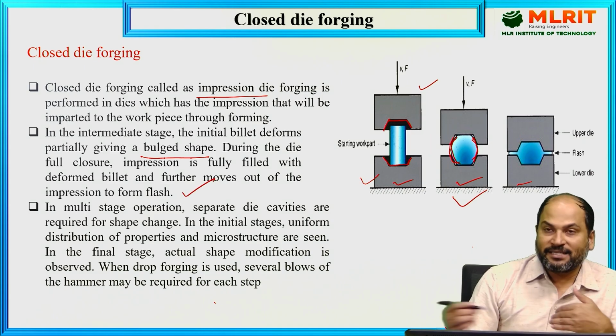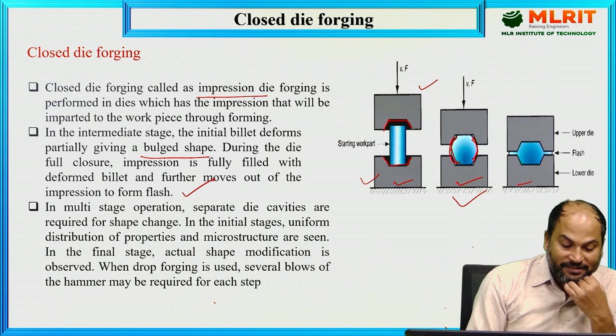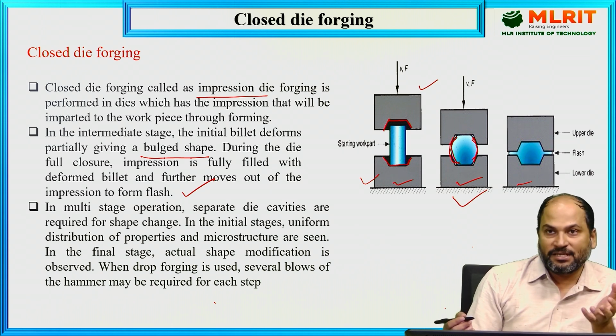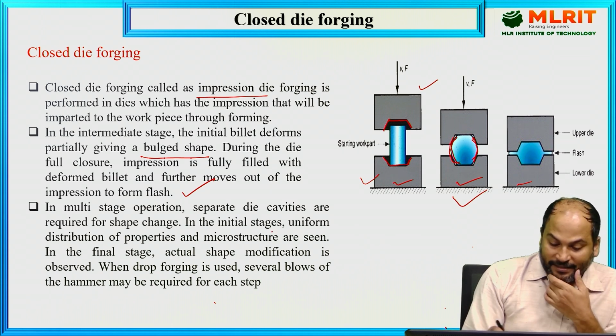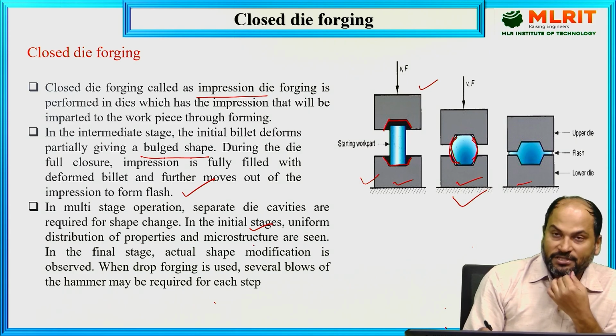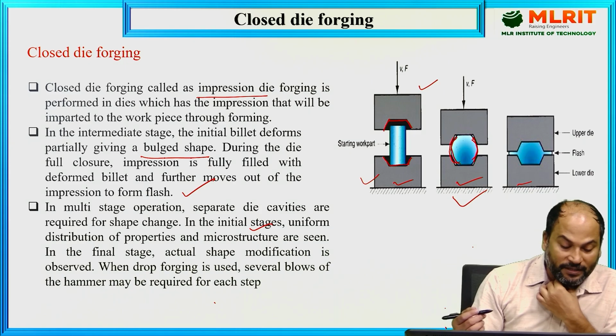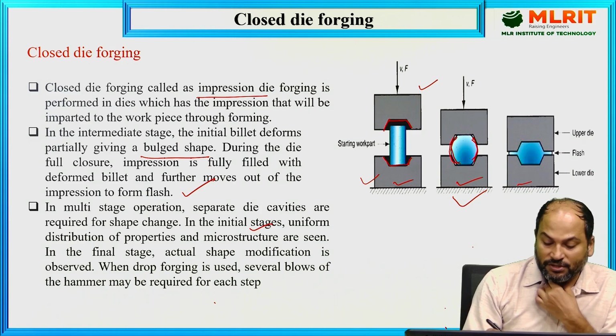In a multi-stage operation, meaning different stages are there, separate die cavities are required for shape change. In the initial stages, uniform distribution of properties and microstructure is seen at the starting. In the final stage, actual shape modification is observed when drop forging is used, with several blows.